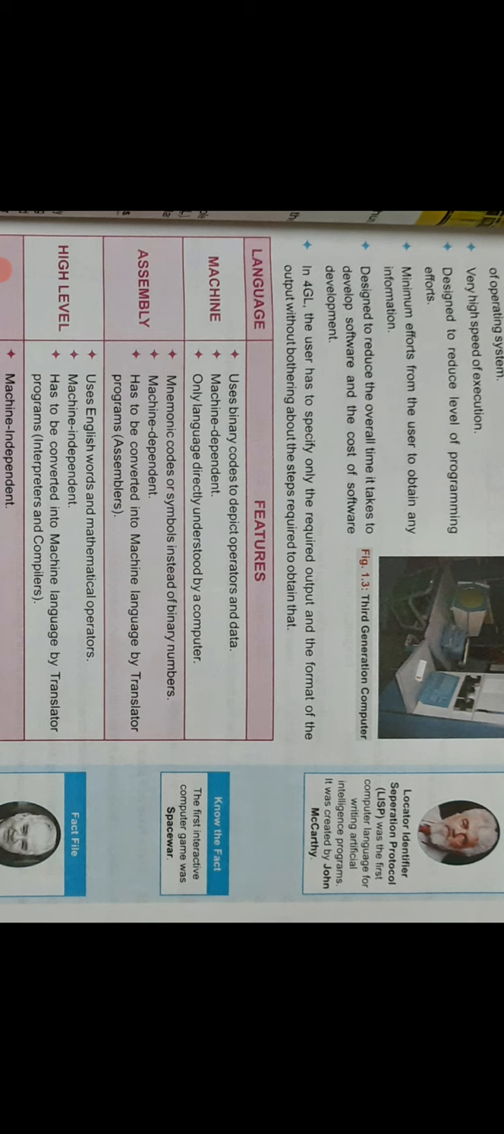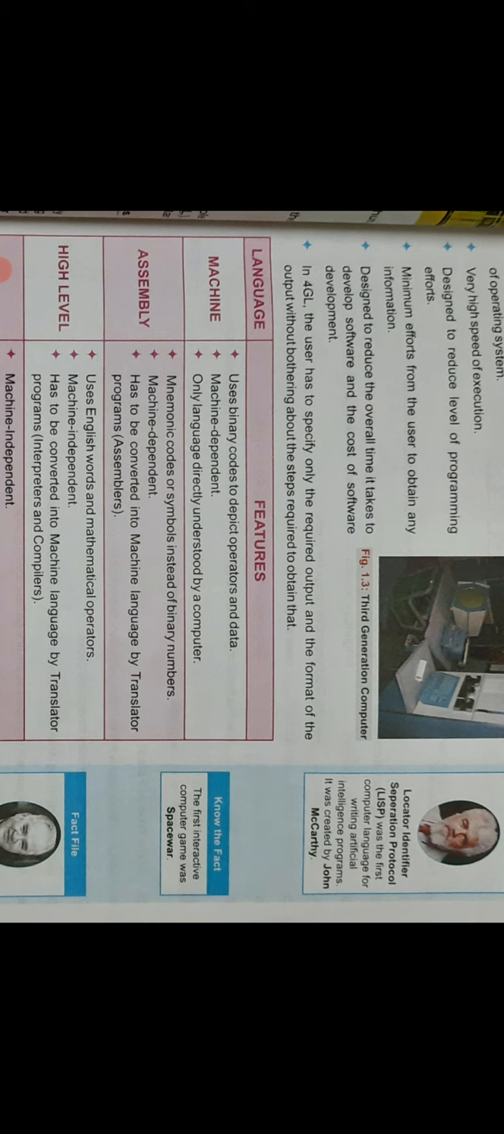What do you mean by machine language? Machine language is the only language that a computer understands. It is also known as first generation language. It consists of only zeros and ones. 0 means off state or false, and 1 means on state or true.